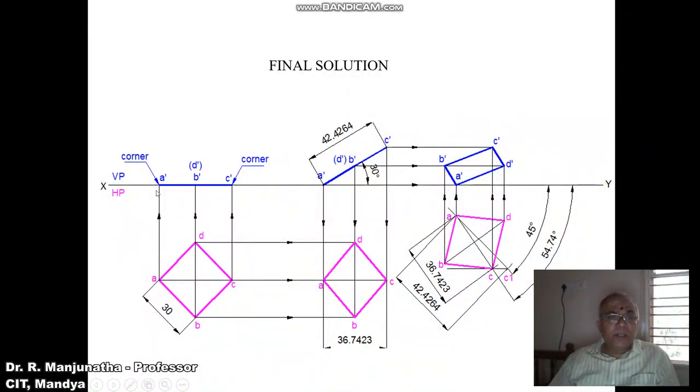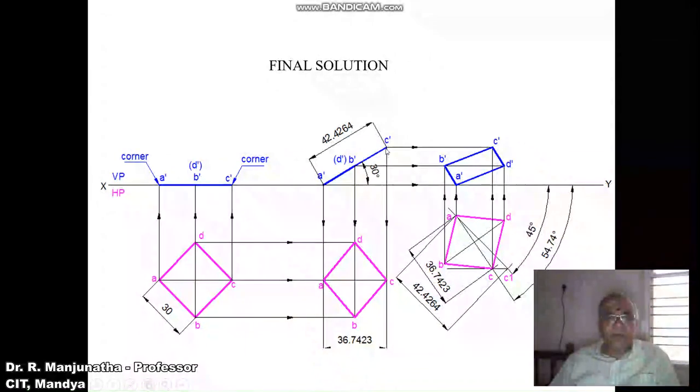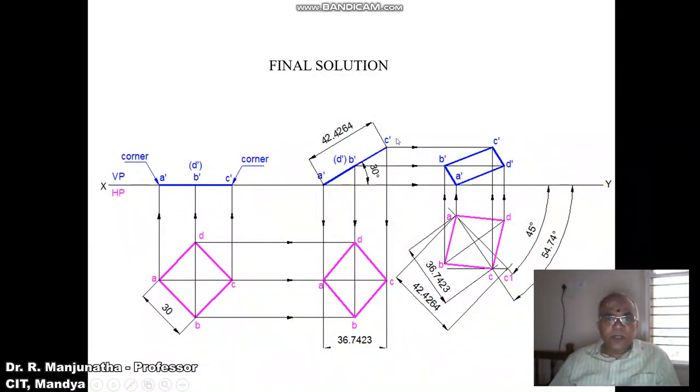Using the compass with A dash as center, taking the radius of A dash to C dash, cut an arc on that 30 degree line, and you mark the point as C dash. Similarly, consider the distance between A dash and B dash and transfer it from A dash on this 30 degree line, and you are going to get this point as B dash and D dash. You mark these points as A dash, B dash, C dash, and D dash in brackets.